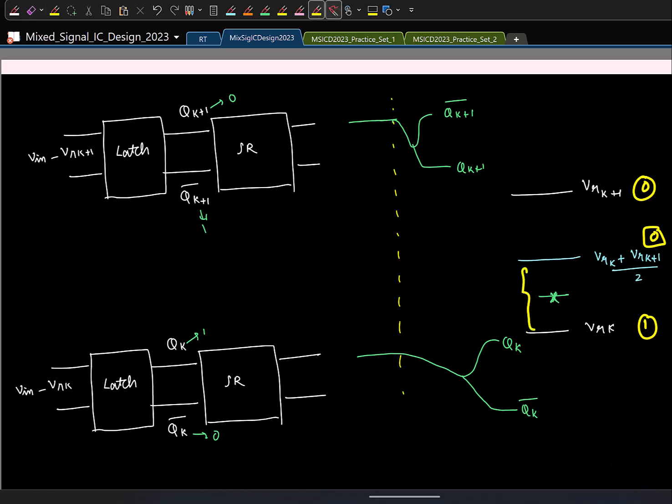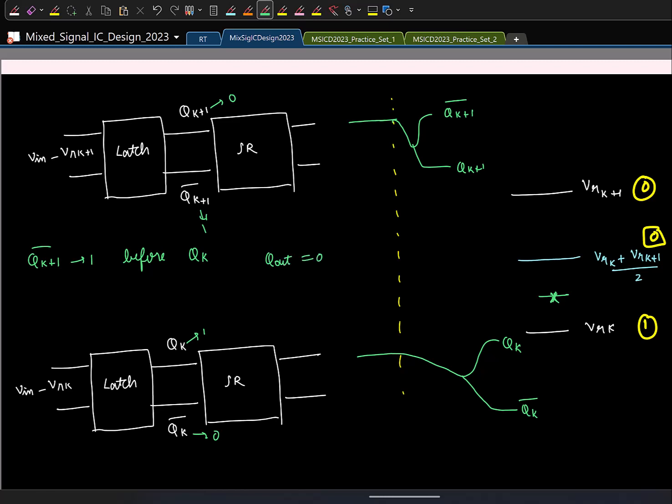So as long as the input is lying in this range, the top comparator will regenerate faster than the bottom one, right? So let me write that. Here in this case, qk plus 1 bar goes to 1 much before qk. And when this happens, what do you want the output of the additional comparison level to be? You want 0, right? Because if the input is in this range, you want the comparison to be 0. So in this case, I want q out, the additional bit, to be 0.